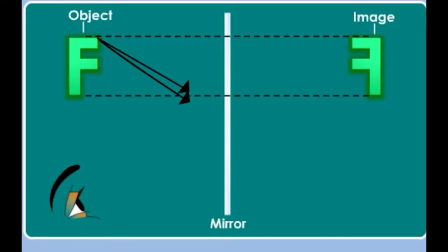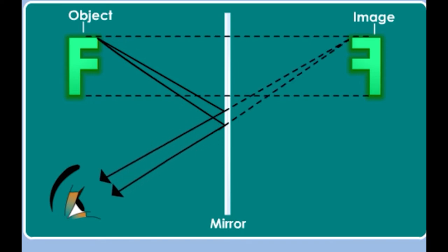The ray diagram illustrates how the image formed by the mirror is seen by the eye. The light rays appear to come from the image. In actual fact, the light rays come from the object through reflection by the mirror.